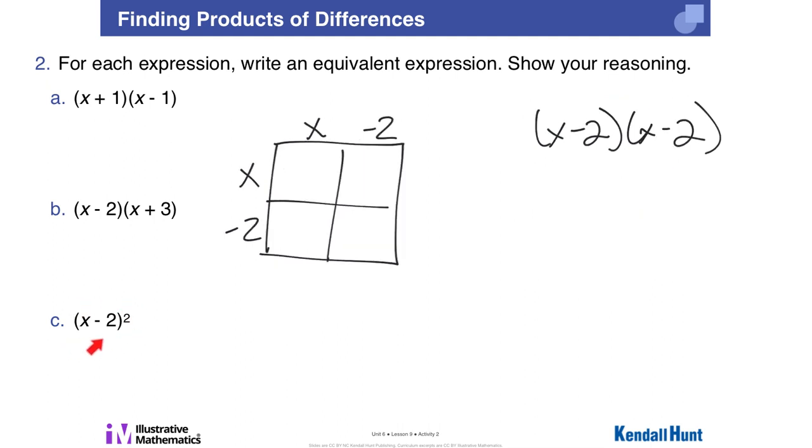When you get to C and you're setting it up, it looks a little bit different. X minus 2 squared just means x minus 2 times itself. So this is what it would look like set up to do the distributive property. This is what it looks like set up in a diagram.